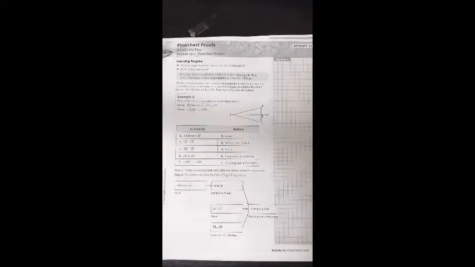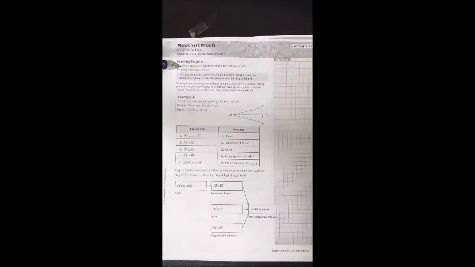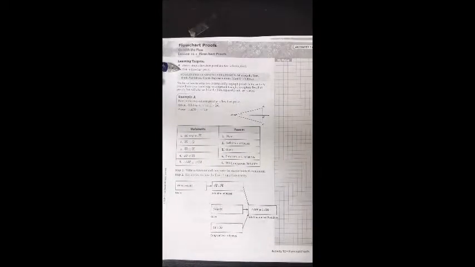Hey guys, today we're going to be talking about 12-1 and our learning targets today for flow chart proofs are to write a simple flow chart proof as a 2-column proof, and then we're going to write a flow chart proof all on our own. So here's an example given to us.